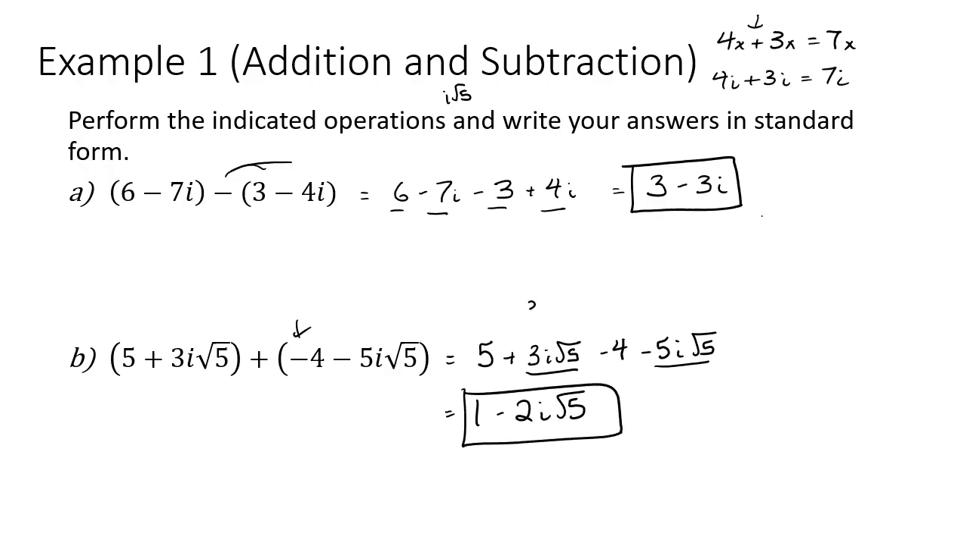So if this had been, say, 3i root 3 and a minus 5i root 5, so the radicals had been different, then at that point you would just have to leave it as two separate terms because you can't add square roots that way.